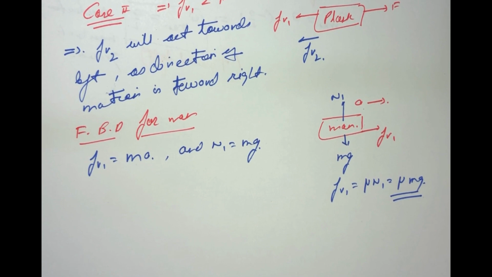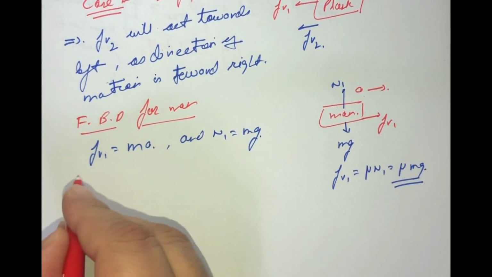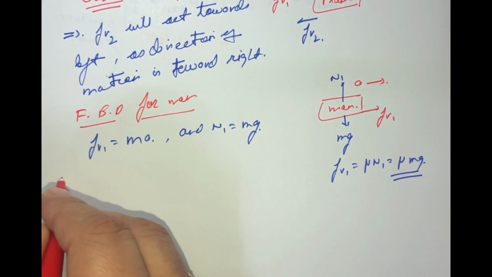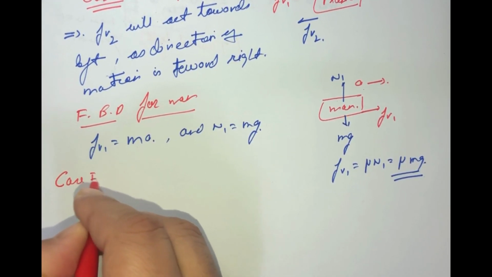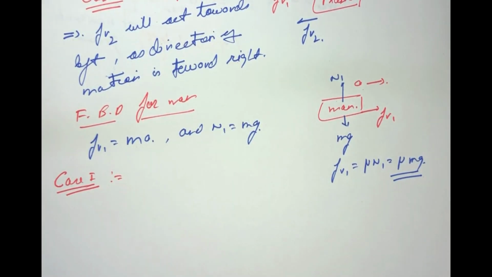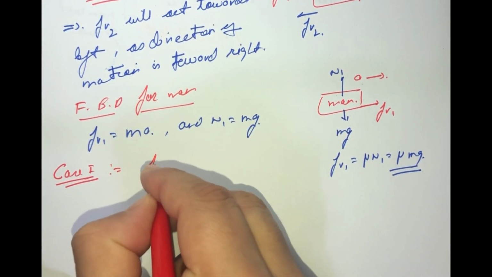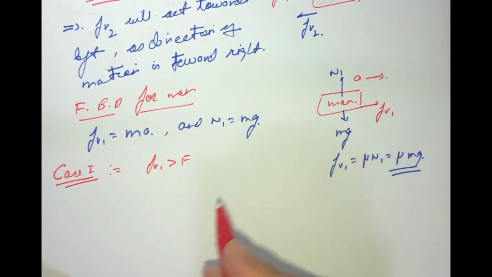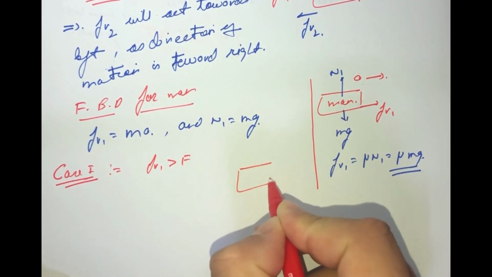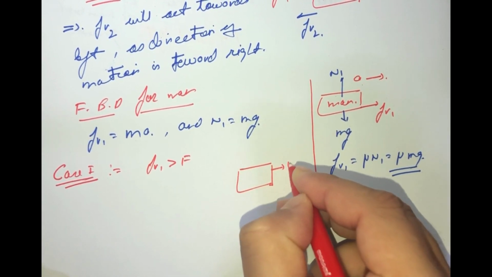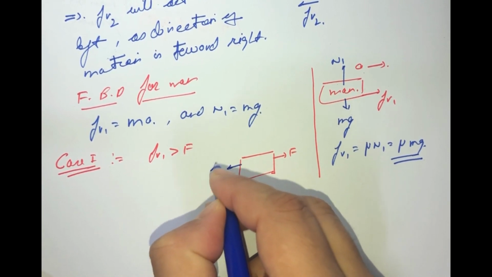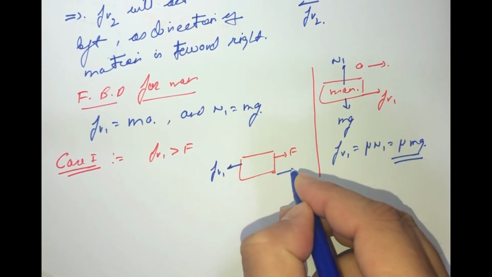Now let us consider the first case, which we already discussed at the start. So we have case 1, and case 1 is FR1 is greater than F. So we have a free body diagram. This is the applied force F, and we have FR1, and this we have FR2.